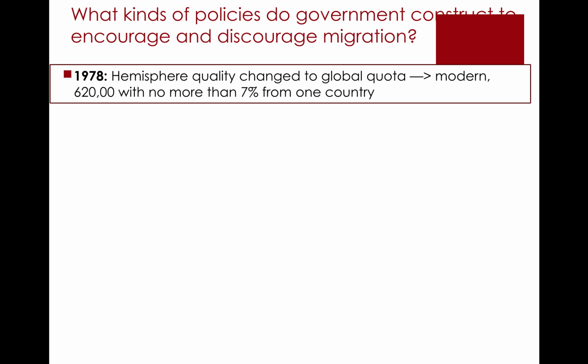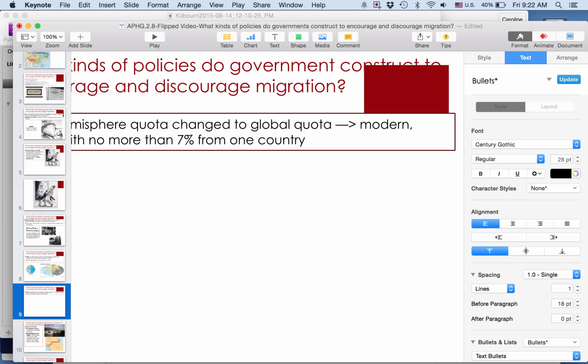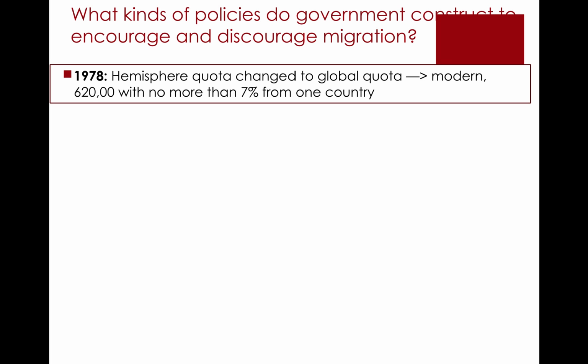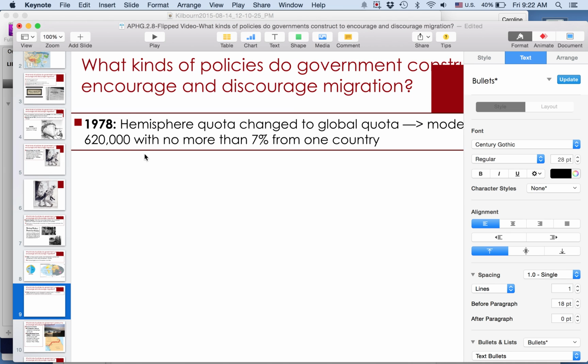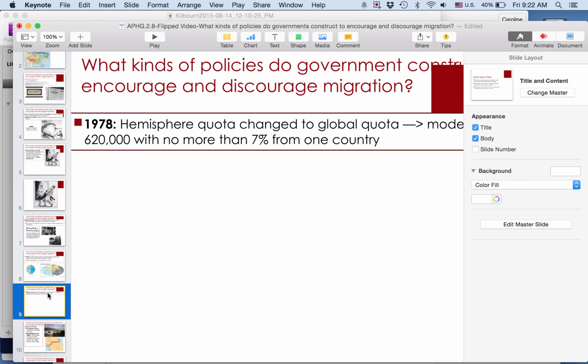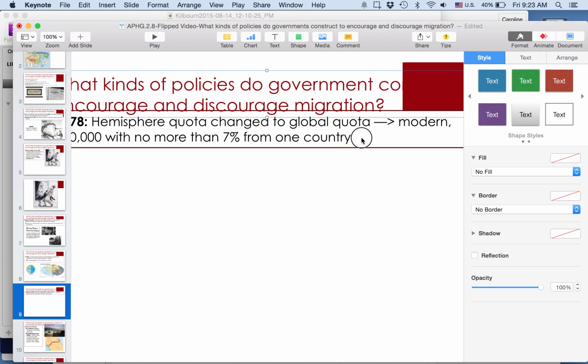By 1978, 10 years later, the hemispheric quota was changed to a global quota. So all the way up here in modern day now, we have a modern policy of no more than 620,000 people per year, with no more than 7% from one particular country. So that's our general history of immigration policy, and that, of course, has shaped which people have come from which countries during which times.